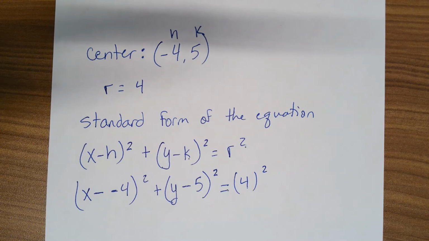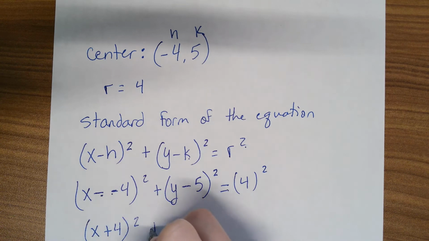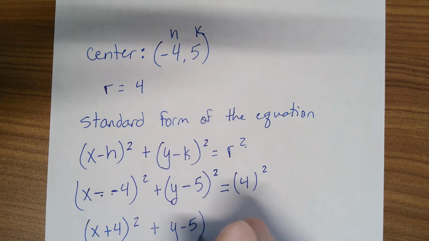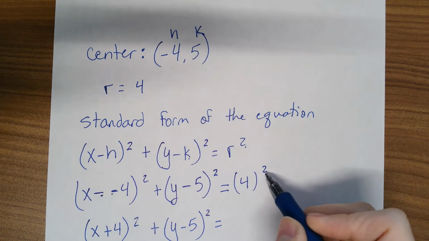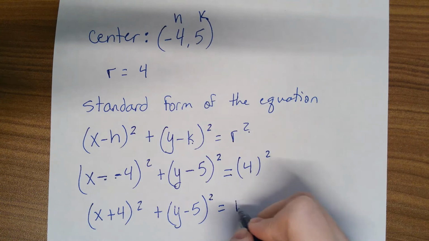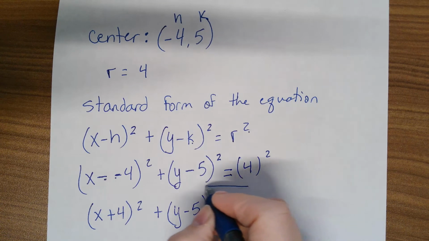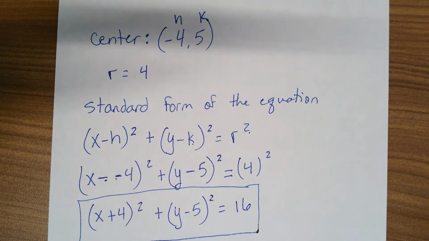And now we'll simplify a little bit. Anytime you have two minus signs or a minus and a negative that are right next to each other, they cancel out to a positive. So this gives me (x plus 4) squared plus (y minus 5) squared equals 4 squared. Remember, if I square something, that means to multiply that value times itself. So 4 times 4 gives me 16. And here we have the standard form of the equation of the circle that has a center of (negative 4, 5) and a radius of 4.